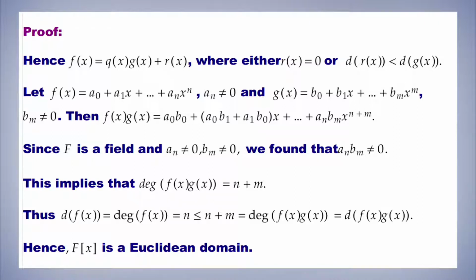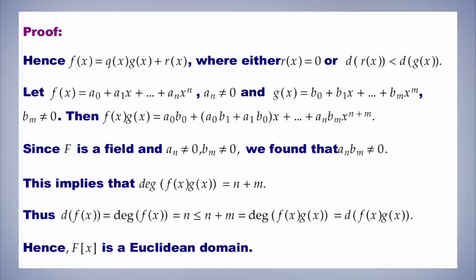Then f(x)g(x) is equal to a0b0 + (a0b1 + a1b0)x + and so on, up to anbm x^(n+m). Since F is a field and an is not equal to 0 and bm is also not equal to 0, we find that anbm is also not equal to 0. This implies that the degree of f(x)g(x) is equal to n + m.